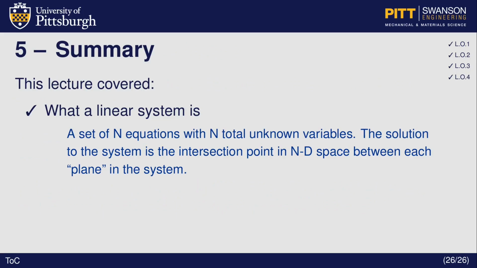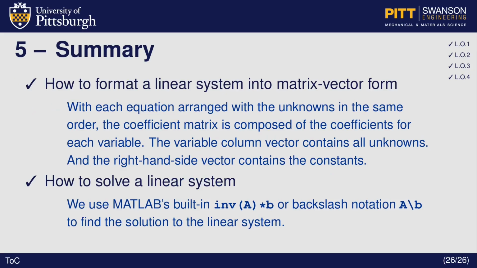Now, in summary, a linear system is a set of n equations with n total unknown variables. The solution to that system is the intersection point in n-dimensional space between each quote-unquote plane in the system. Formatting a linear system into matrix vector form is done by arranging each equation with the unknowns in the same order, and then the coefficient matrix is composed of the coefficients for each variable in each column of that matrix. The variable's column vector contains all of the unknowns in the same order as they appear in each equation, and then finally the right-hand side vector contains the constants from each equation.